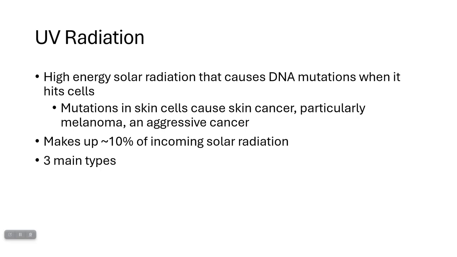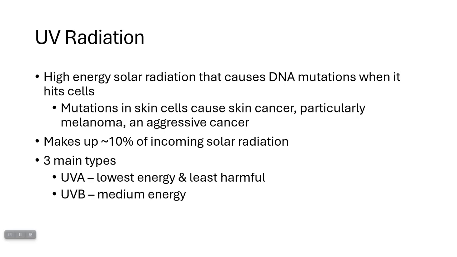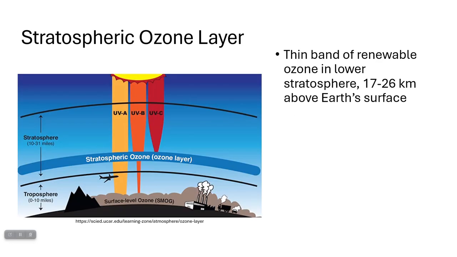UV radiation makes up about 10% of what we're getting on Earth from the sun. There are three main types. We divide them up based on how much energy they have. There's UVA, which has the lowest energy and is the least harmful when you're exposed to it. Not to say it's completely harmless, but it's the least harmful. UVB has medium energy and causes more harm than UVA, and UVC is the highest energy form of UV radiation and the most harmful. So that's the one that you really want to avoid exposure to.